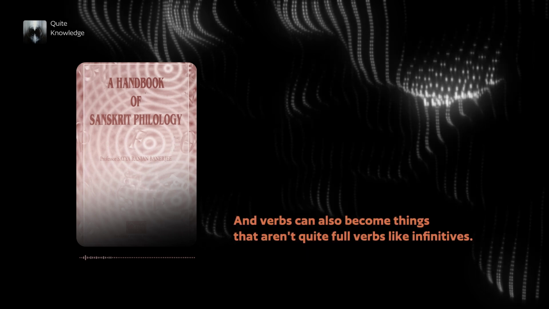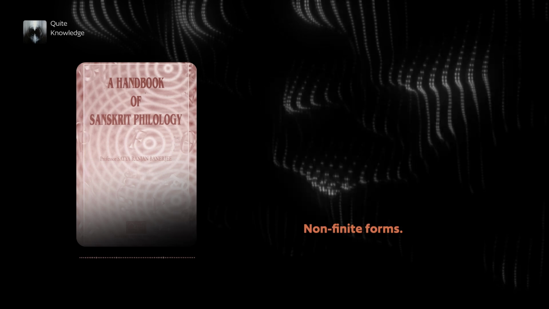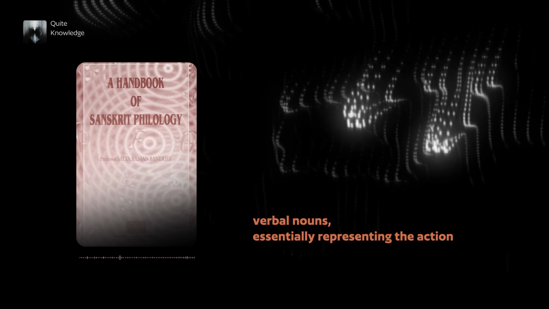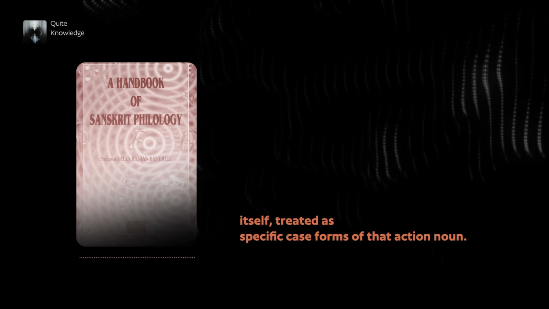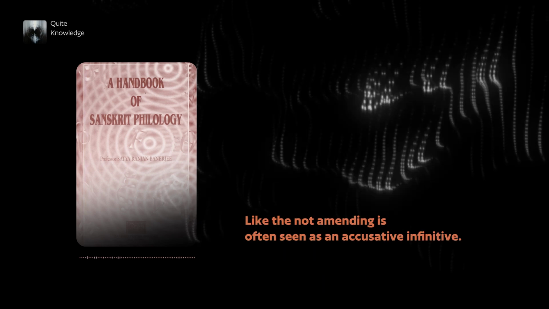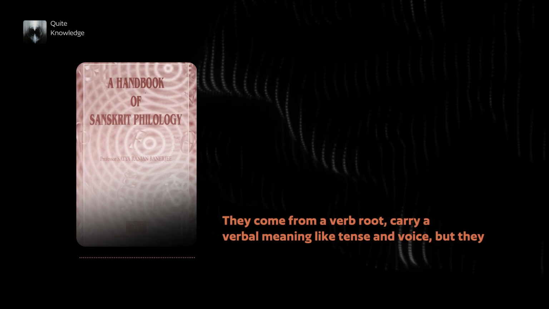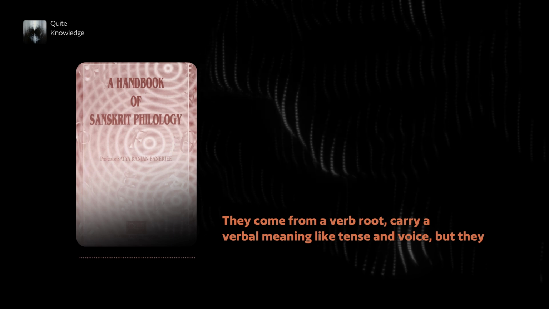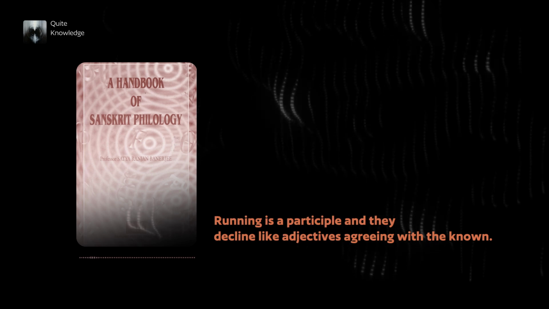And verbs can also become things that aren't quite full verbs, like infinitives. Exactly. Non-finite forms. The source mentions infinitives. In Sanskrit, they often function like verbal nouns, essentially representing the action itself, treated as specific case forms of that action noun. Like the tum ending is often seen as an accusative infinitive. Okay. And participles? Participles are like verbal adjectives. They come from a verb root, carry a verbal meaning like tense and voice, but they describe a noun, like the running man. Running is a participle. Right. And they decline like adjectives, agreeing with the noun.